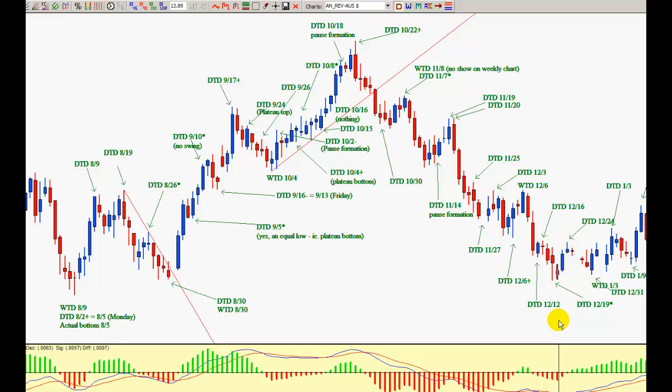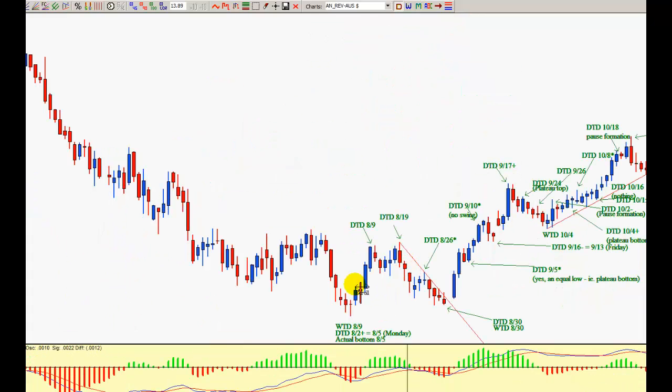Okay. Let's get right into it, and I will throw in points along the way. We're starting over here with this major bottom. And this was a significant bottom, by the way. You can see I've just moved the chart over.